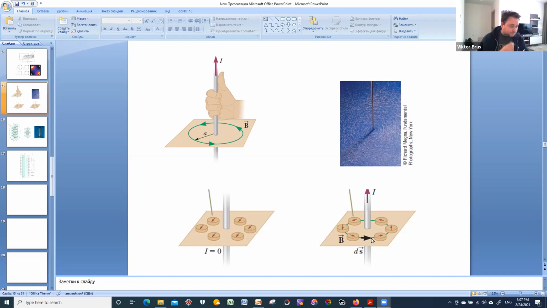So what we can do next is try to integrate, over a closed loop, the scalar product of this magnetic field vector and the ds vector along this closed circular loop, and then show what it will be equal to. Based on this, we will be able to derive Ampere's law.